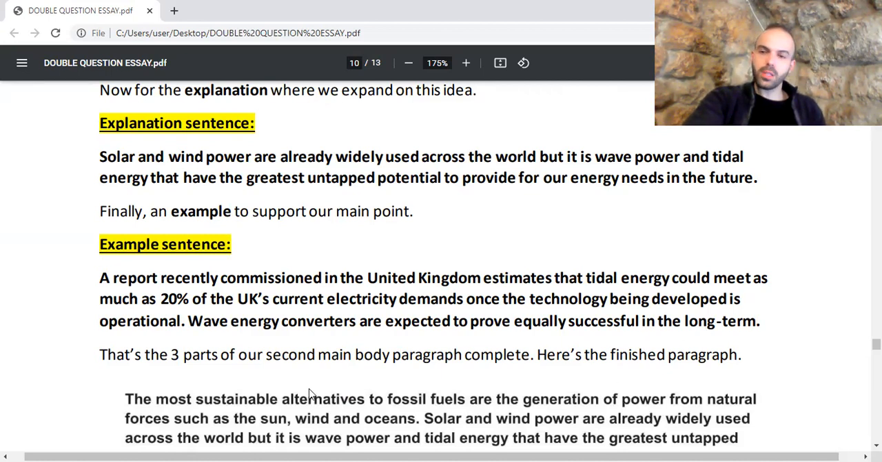So that's the 3 parts of our second main body paragraph complete. Here is the finished paragraph. As you can see in the example sentence, you don't have to be real about this information. I just made it up. The UK, the place, United Kingdom, I made it up. The percentage, I made it up. So you can make up things because you are just trying to support your topic sentence or your explanation, okay?